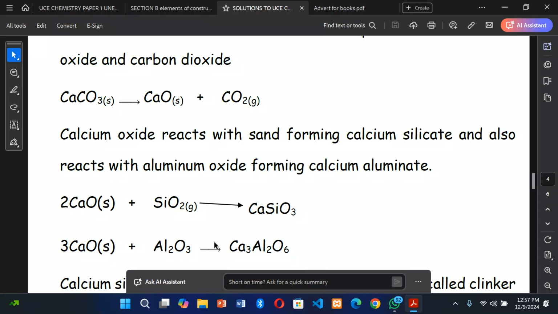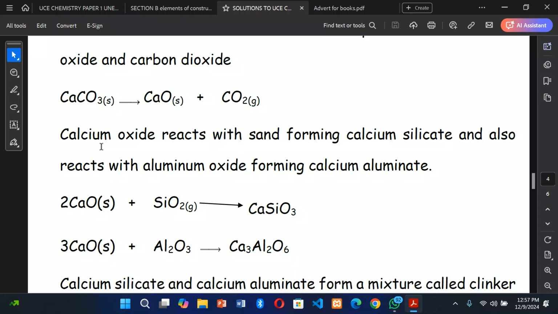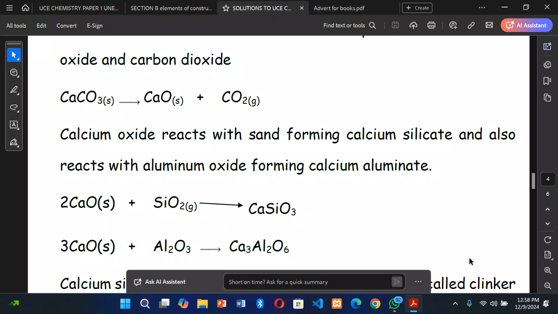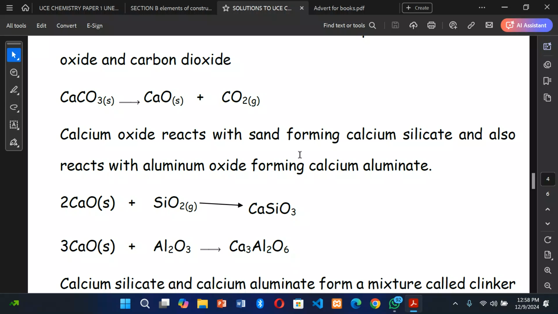So after the decomposition of calcium carbonate to calcium oxide and carbon dioxide gas, the calcium oxide reacts with the sand, which is one of the raw materials, forming calcium silicate. This is a chemical process. So you can see there is a score there. There is a chemical process. And it also reacts with aluminium oxide, forming calcium aluminate. So those are the chemical equations which have been shown there.